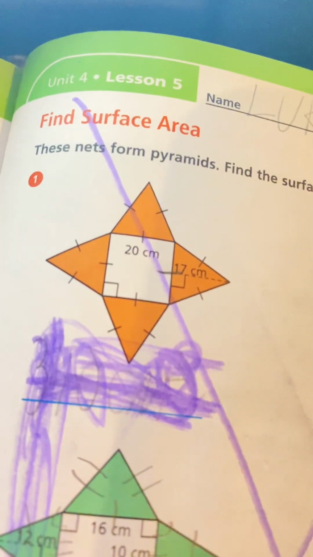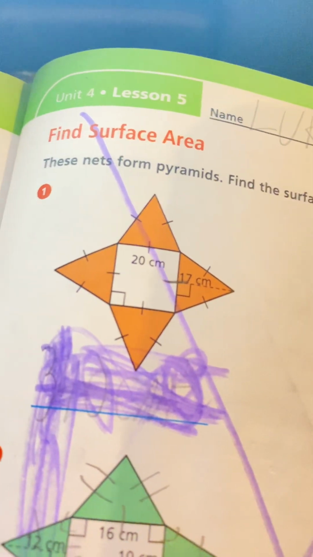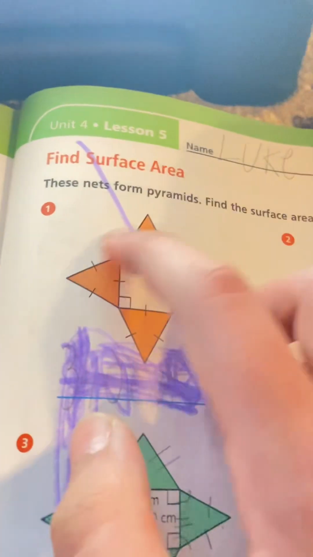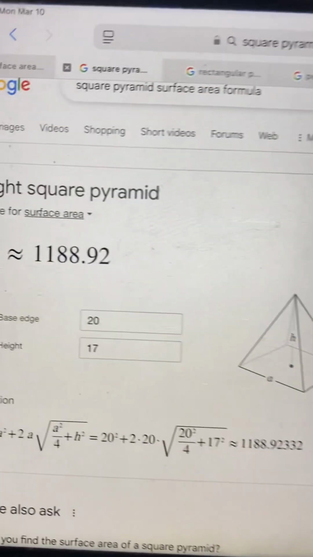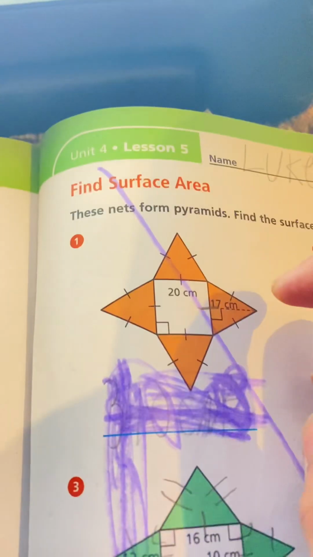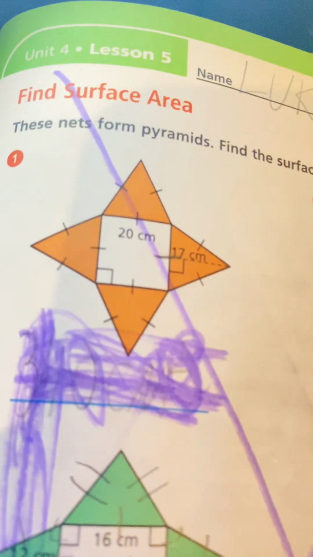To find the surface area of its net, we need to find the area of each of the faces and add them all together. This is only if you're trying to find the surface area of the net. The surface area of the square pyramid is much greater than the surface area of this net. But is it, though? Let's go find out.